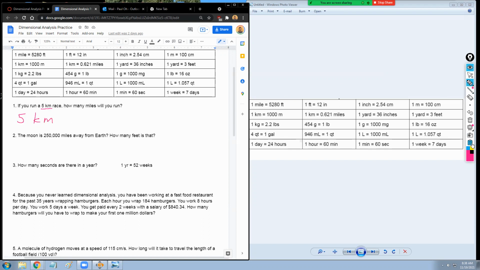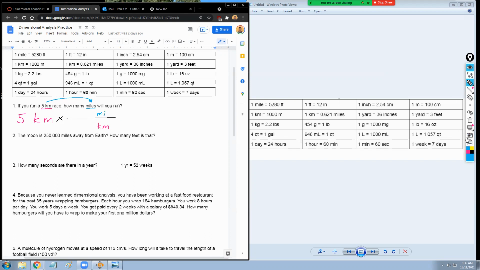Now, what we want to do is set up a fraction so that we can get rid of kilometers, and we want to figure out what we're trying to get the number to. The question asks, if you run a 5 kilometer race, how many miles will you run? So we're trying to go from kilometers to miles. We set up a fraction. Since we want to get rid of kilometers, we put kilometers on the bottom, and we want to turn that into miles, so we put miles on the top.